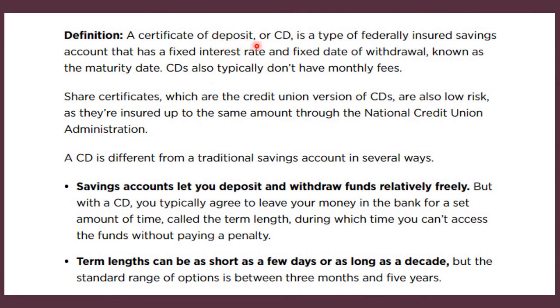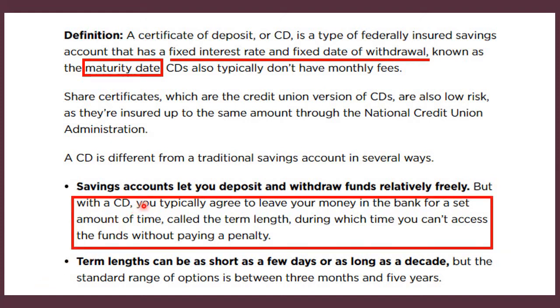Well, here it is. A CD is a type of federally insured savings account. So it's a savings account. It's going to have a fixed interest rate and a fixed date of withdrawal, and the end of that time is called the maturity date. So what's really the big difference here? It means you agree to leave your money in for a set amount of time. You're putting it in and not taking any money out of that account. So that term length is the time during which you can't access the funds without paying a penalty.